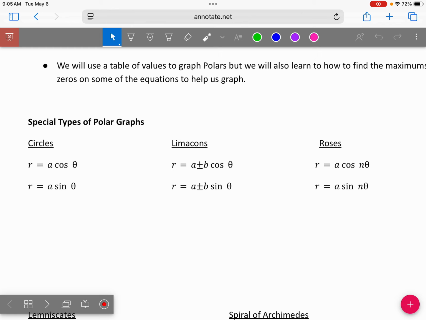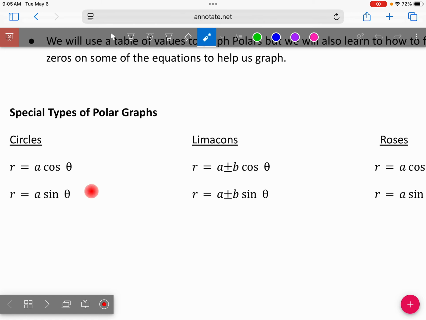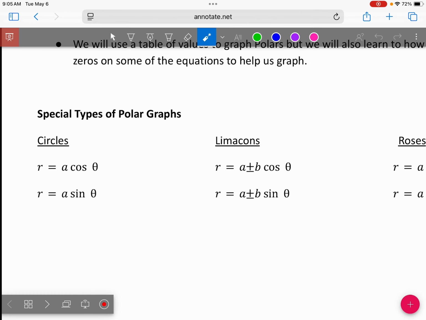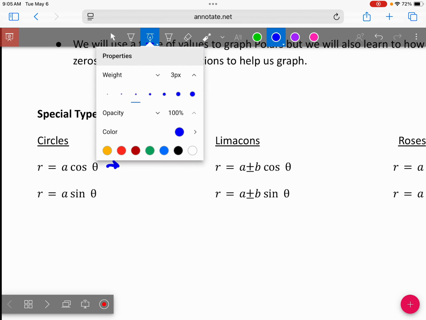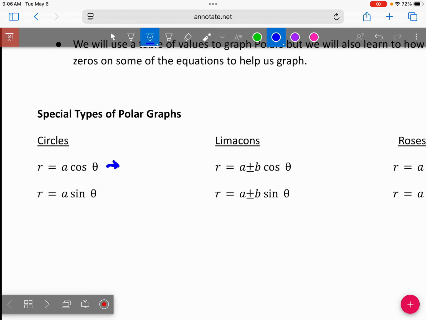We don't need to. But we're going to have ways of making circles. And circles are going to look like a number times cosine theta. So our equations are going to be written pretty much as r equals. So circles are going to look like this. And when we have our two different circles, if we have one with a cosine, oh, hang on, I need to make that pen skinnier. There we go. We're going to wind up with the radius on the x-axis.